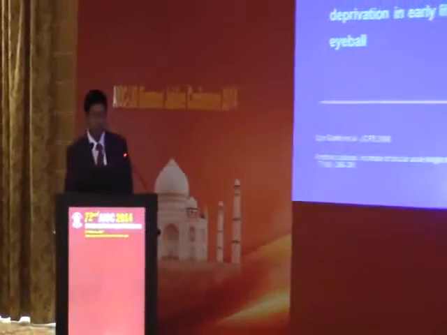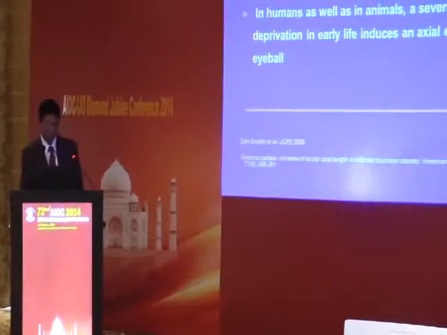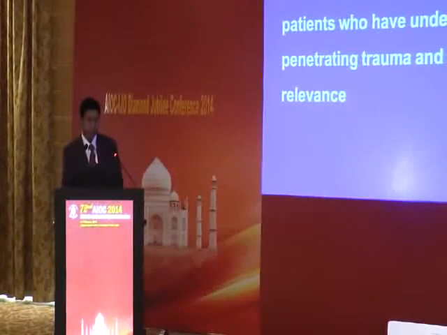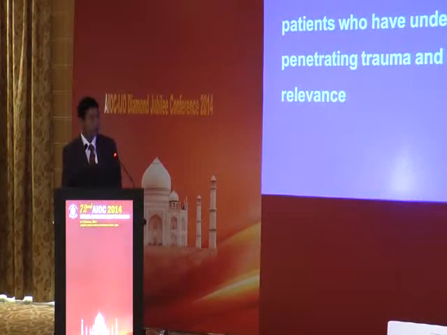Unilateral axial length elongation may occur in young adults with chronic traumatic cataract. In humans as well as in animals, severe visual deprivation in early life induces an axial elongation of the eyeball. The purpose of the study is to analyze the axial length elongation in patients who have undergone blunt and penetrating trauma and study the clinical relevance.